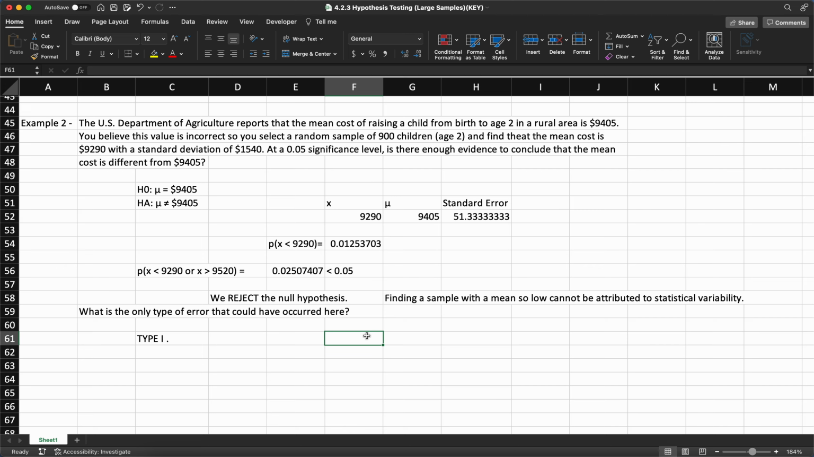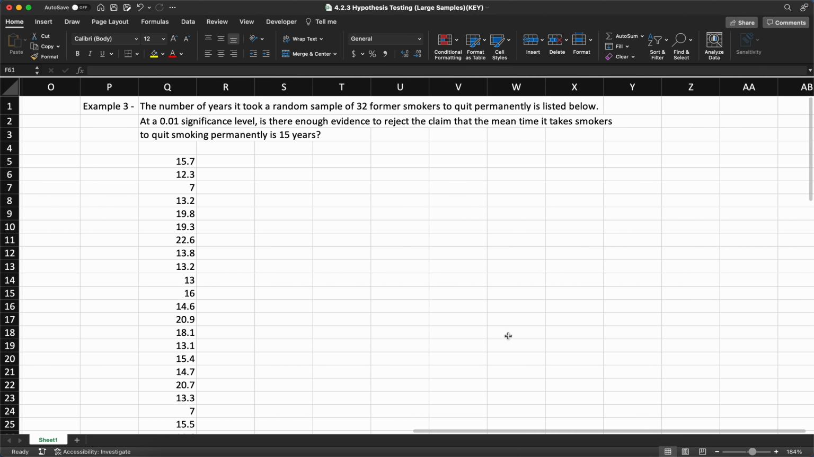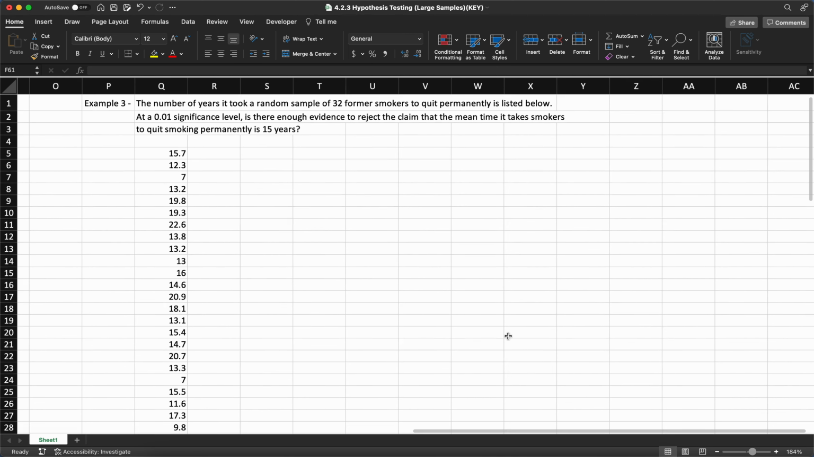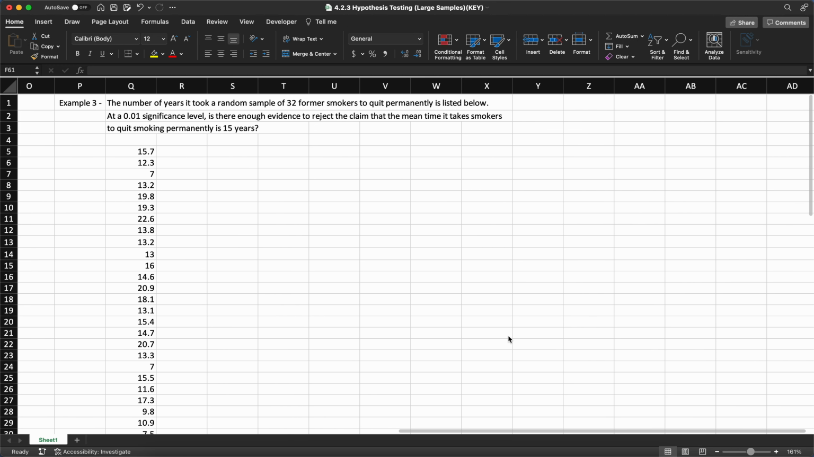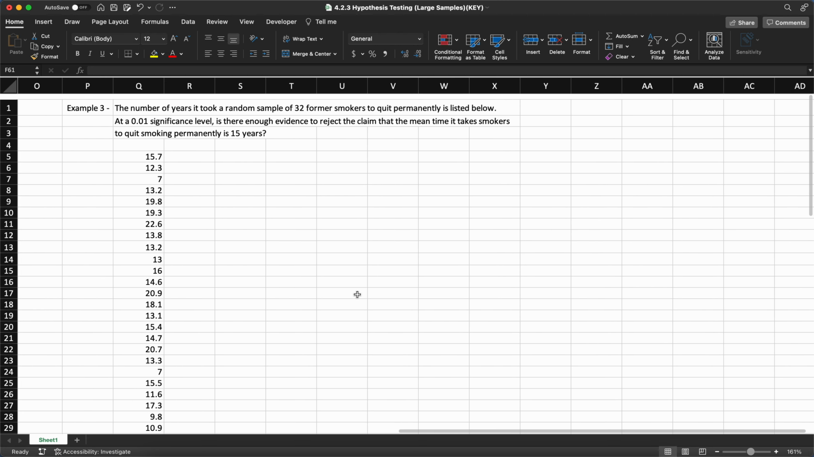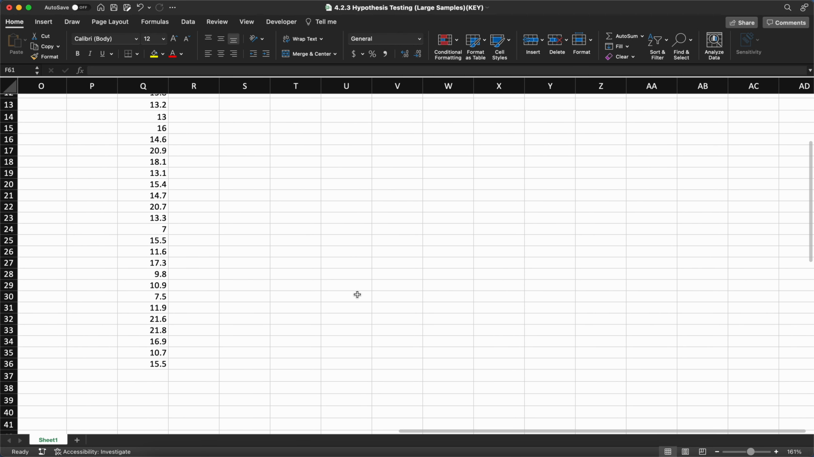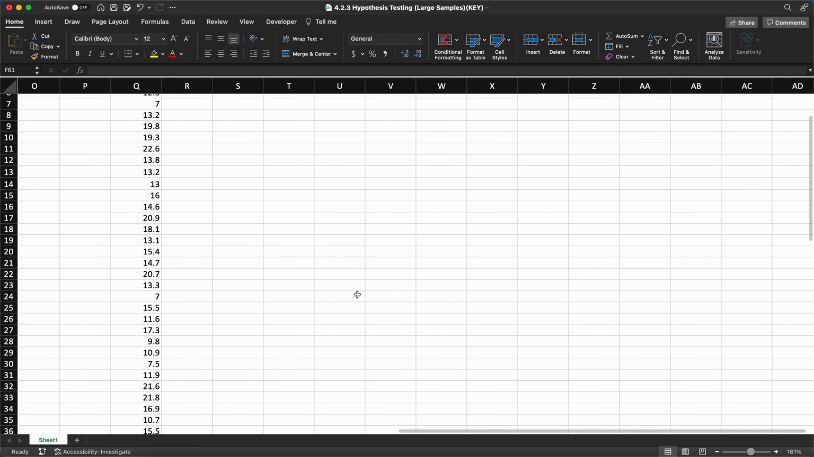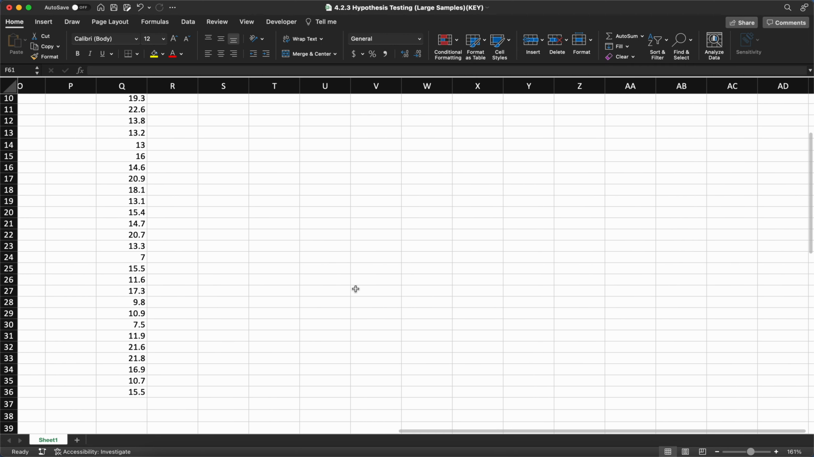All right, we're going to do one more example here. This time we're given some data. The number of years it took a random sample of 32 former smokers to quit permanently is listed below. At a 0.01 significance level, is there enough evidence to reject the claim that the mean time it takes smokers to quit permanently is 15 years? So we have 32 former smokers, and this is the amount of time it took them to quit permanently, listed here.